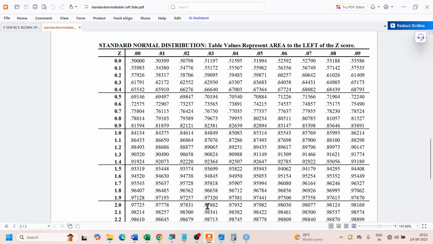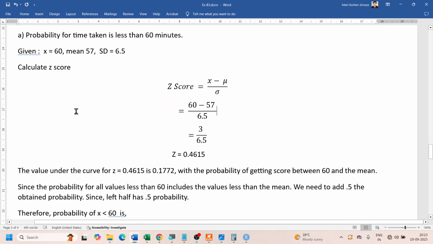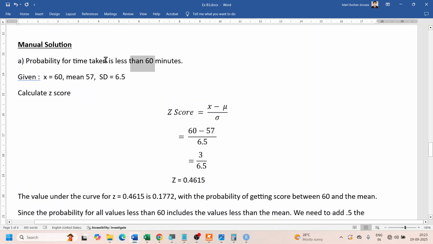So the question here is the value which is less than 60 minutes. What is the meaning of that? If this is the curve over here, and if this value is 60, then all the probability which is less than 60.